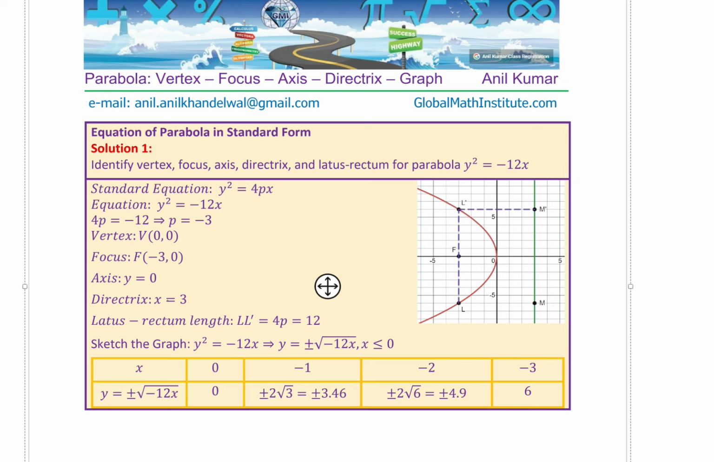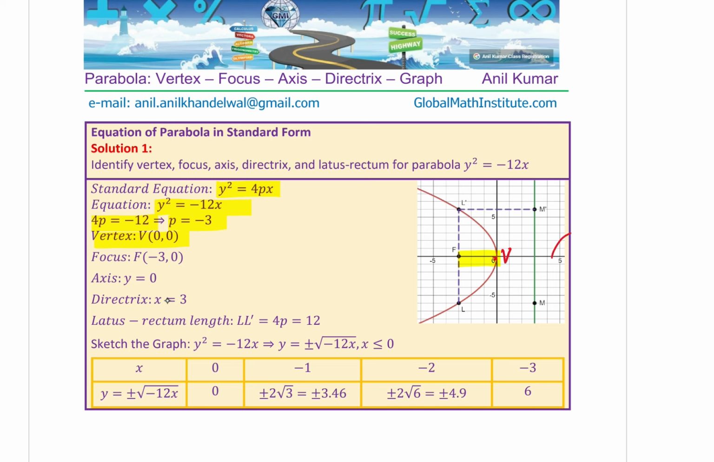As you can see, here we have taken the standard form of the equation, which is y square equals to 4px. The equation given to us is y square equals to minus 12x. Comparing 4p with minus 12 gives us the value of p as minus 3. So that is the distance between the origin and the focus. At the origin, we have the vertex. Vertex is at the origin 0, 0. So this is vertex for us.